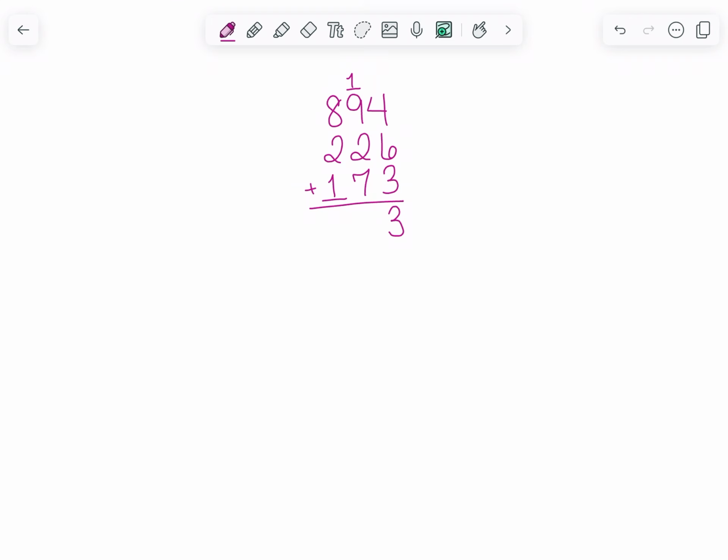Now let's add the tens place. 10 plus 90 plus 20 plus 70 is 190. We write down the tens digit, which is 9, and regroup the hundreds digit. Now we can add the hundreds. 100 plus 800 plus 200 plus 100 is 1,200. So we write down our 12. And with that, we have our solution of 1,293.